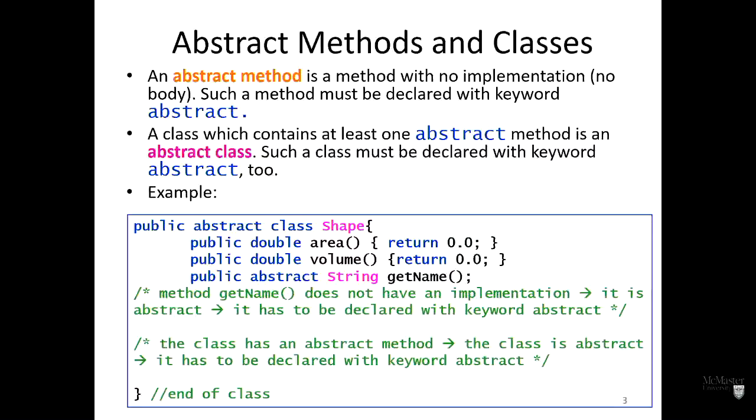So one example here is you can say, I'm going to define a class that I call shape, and it's an abstract class. It has one method that is called area, just returns 0. One method that is called volume, it returns 0. But then it has an abstract method that is called getName. So as you can see here, you can have multiple methods. Some of them are abstract and some are not. And given that you have at least one abstract method, then your class has to be defined as abstract, right?